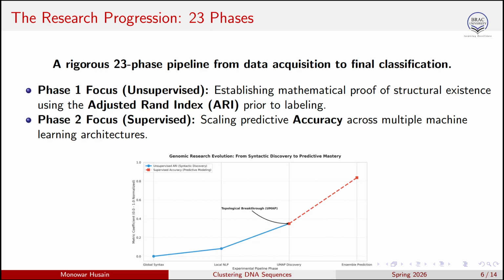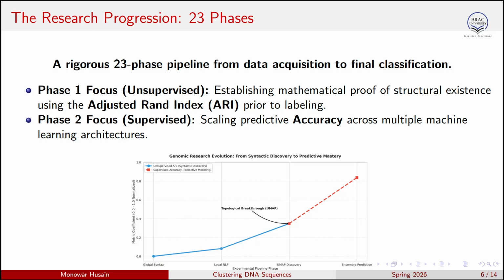This brings us to my methodology. I designed a rigorous 23-phase pipeline. I did not want to just throw data at a model and hope it worked. I wanted mathematical proof first. As you can see, the pipeline is divided into two halves.